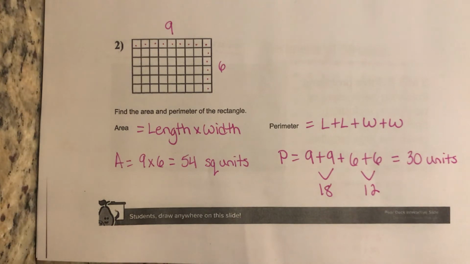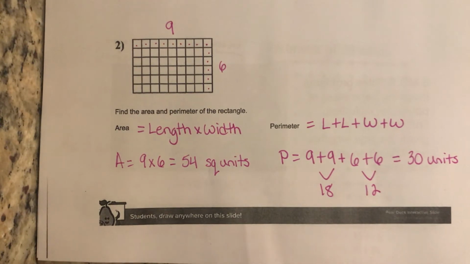So in this first example here, they've drawn out those squares within the shape for us. So you would first count the number of squares across the top, which is 9, and then the squares along the side, which is 6. To find the area, you would multiply 9 times 6, which is 54.